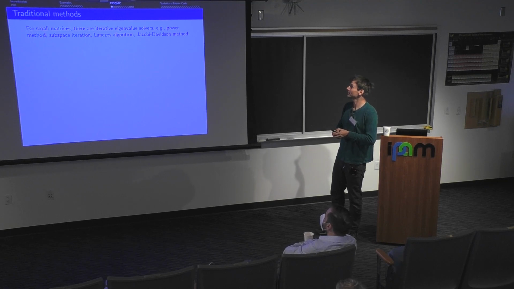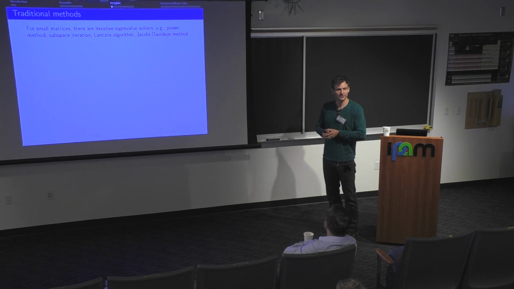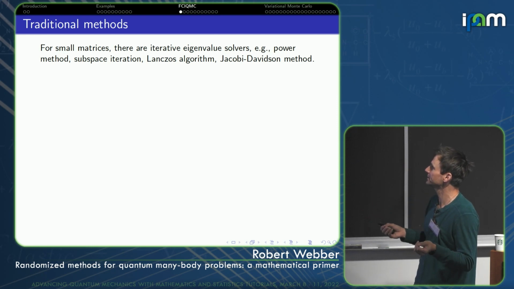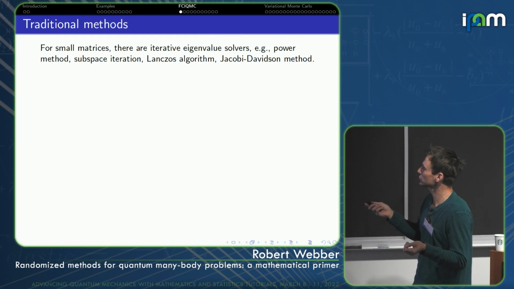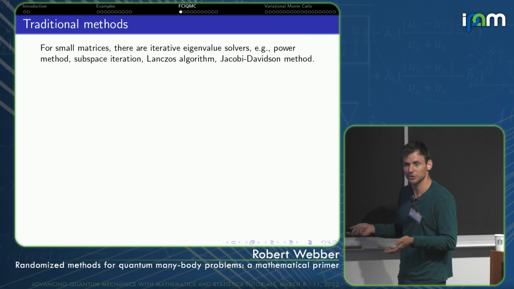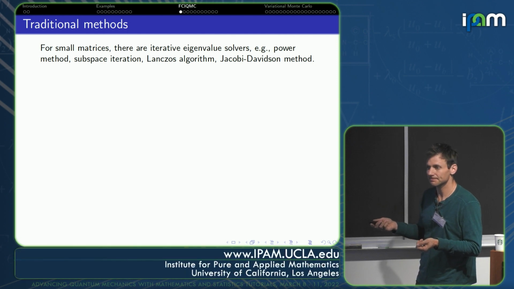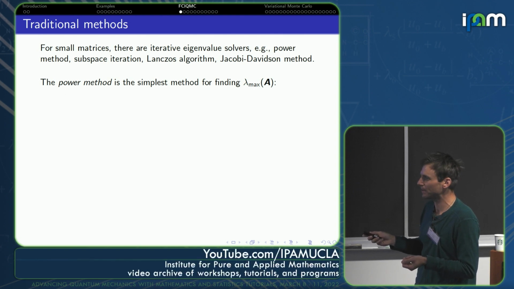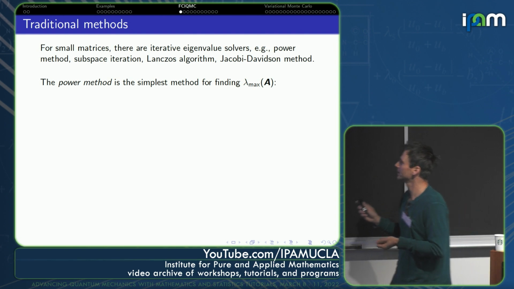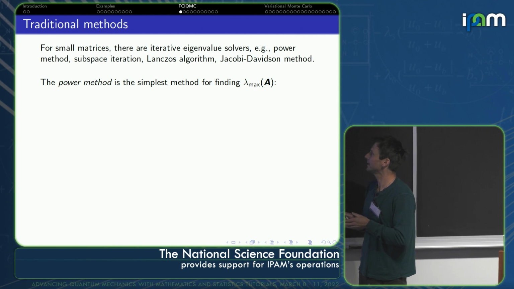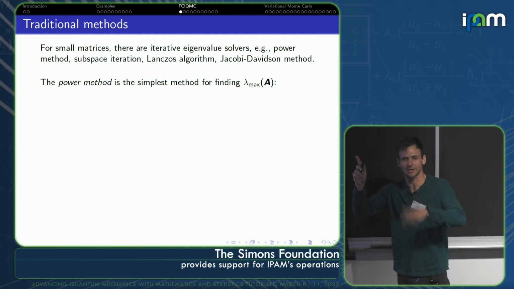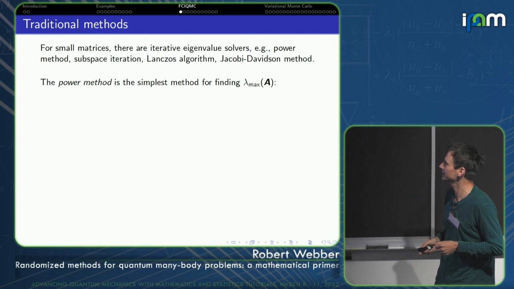So for small matrices, there are iterative eigenvalue solvers that work great. The simplest, oldest one would be the power method. Subspace iteration expands on the power method to give you multiple eigenvalues and eigenvectors. Lanczos algorithm is really good for symmetric matrices. It's a Krylov-based method. Jacobi-Davidson, which some mathematicians aren't so familiar with, leads to fabulous results in this case. But I'll focus on the simplest one because that's actually the most amenable to randomization. So that would be the power method. It's the simplest method for finding the maximum modulus eigenvalue of a matrix. We're going to deal with symmetric matrices, so that means the biggest magnitude eigenvalue, positive or negative, whichever one has the biggest magnitude.